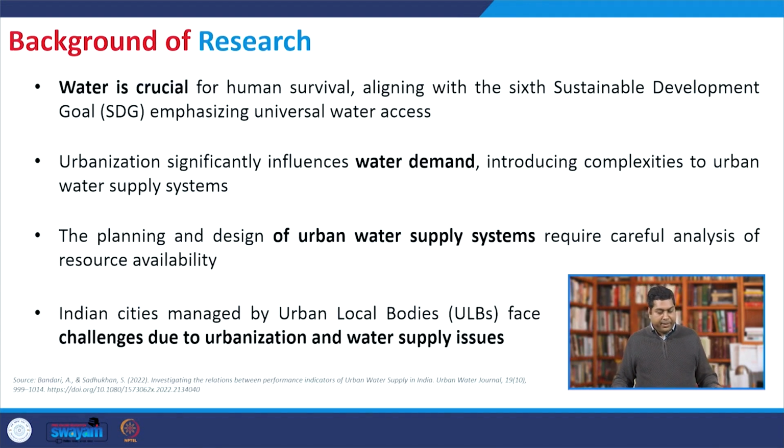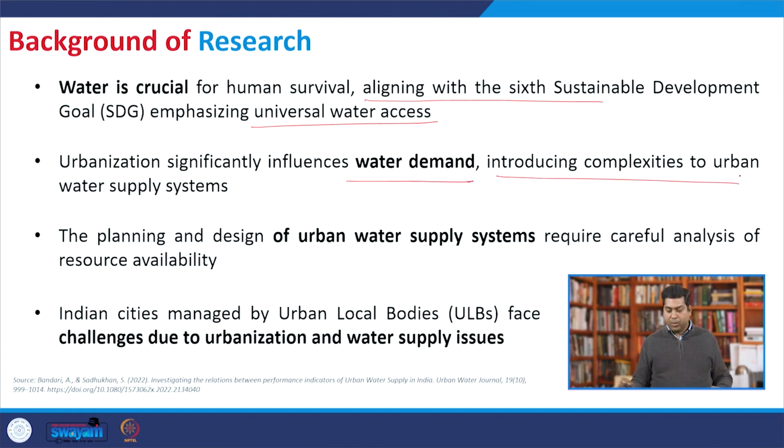Going ahead to the background of the research, it is known to all of us that water is very crucial for human survival, and it is also aligned with the sixth sustainable development goal of the United Nations, which is targeting 2030 as the target, emphasizing universal water access. Urbanization significantly influences the water demand, introducing complexity to the urban water supply system.